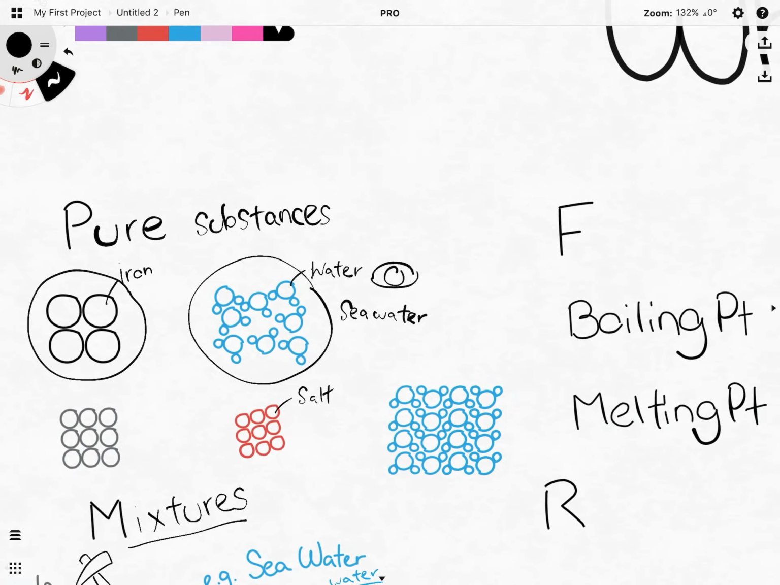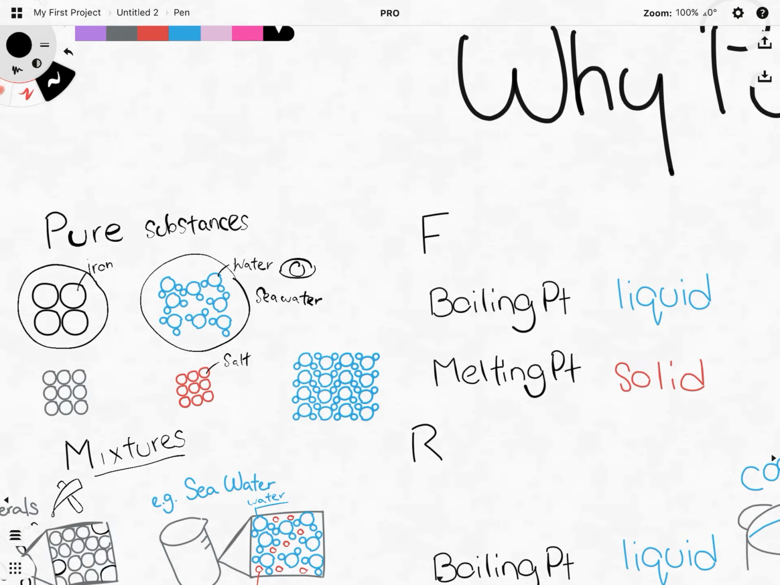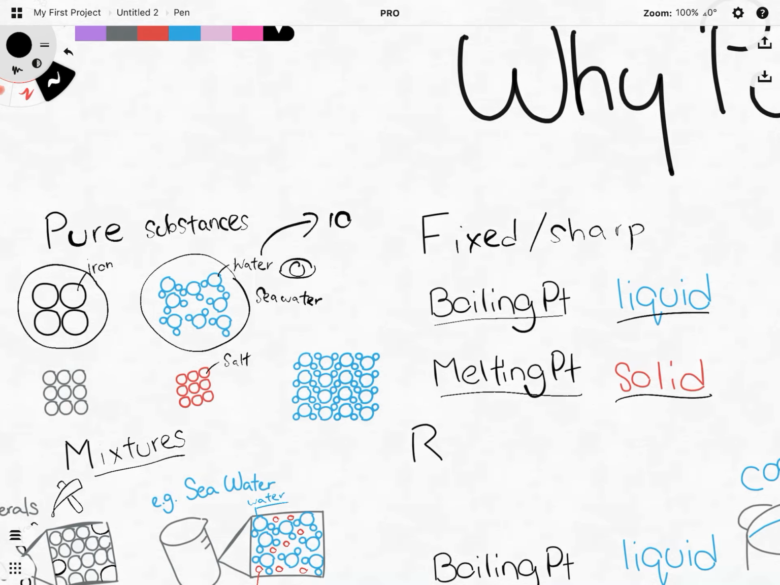We can find out if something is pure or not by looking at a property that all substances have: the boiling points and the melting points of substances. If a substance is pure, you'll find that it has fixed, or sometimes we say sharp, boiling points and melting points. If a liquid is pure, it will have a fixed boiling point. If a solid is pure, it will have a fixed melting point. So for example, pure water will have a boiling point of 100 degrees Celsius. This is fixed if it's pure.